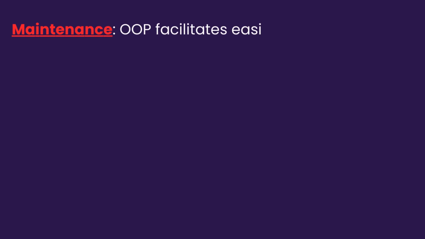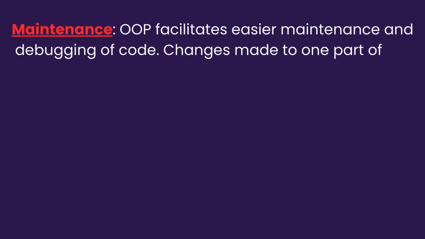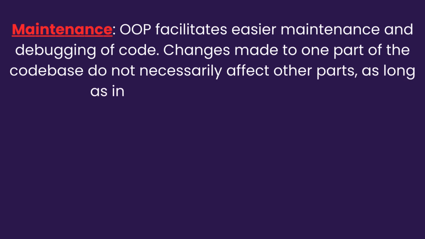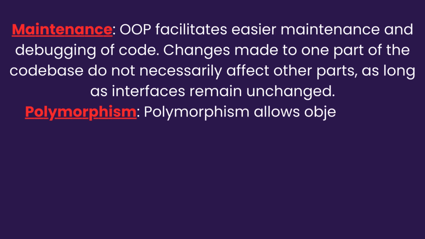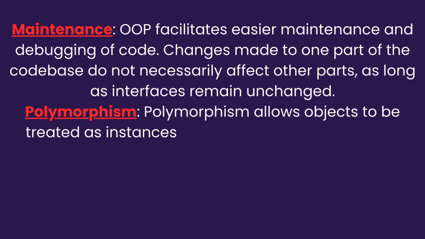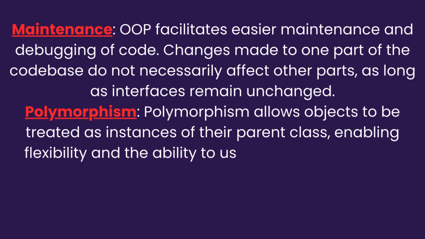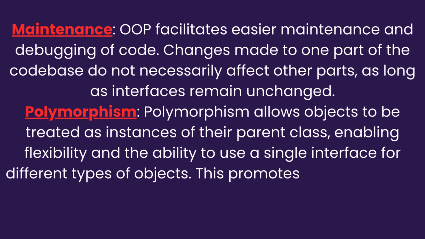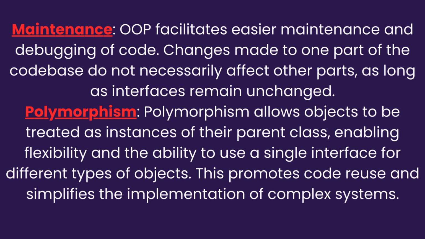Maintenance: OOP facilitates easier maintenance and debugging of code. Changes made to one part of the code base do not necessarily affect other parts, as long as interfaces remain unchanged. Polymorphism allows objects to be treated as instances of their parent class, enabling flexibility and the ability to use a single interface for different types of objects. This promotes code reuse and simplifies the implementation of complex systems.